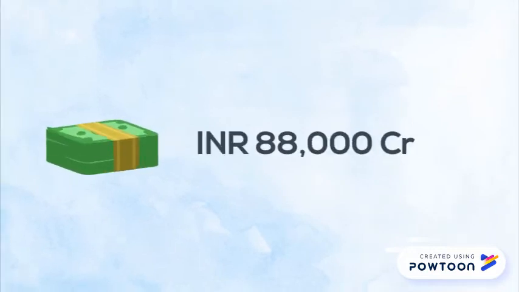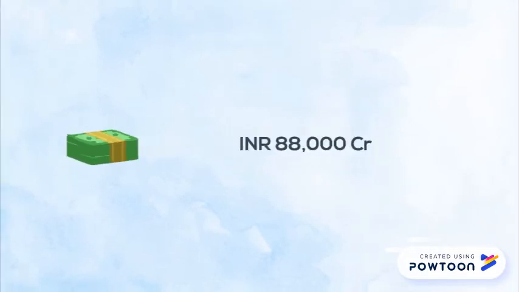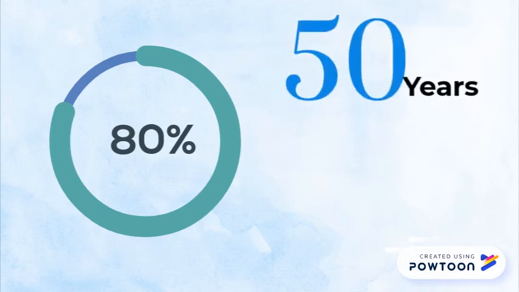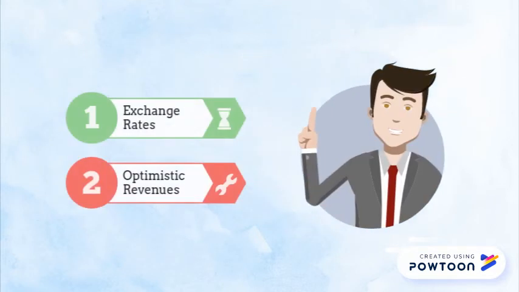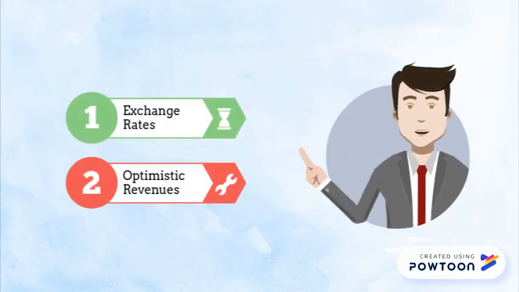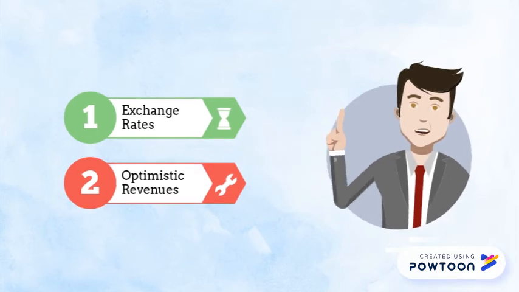JICA has promised an investment of Rs 88,000 crore, that is 80% of the capital, for a 50-year loan charged at only 0.1%. Sounds quite tempting, right? But here is the catch. It ignores the financial realities of exchange rates and is very optimistic on the revenue side.